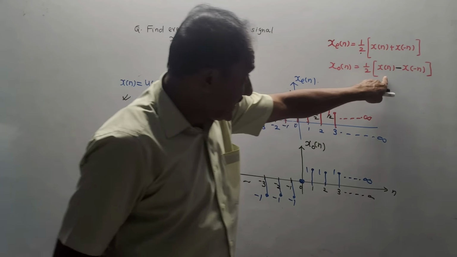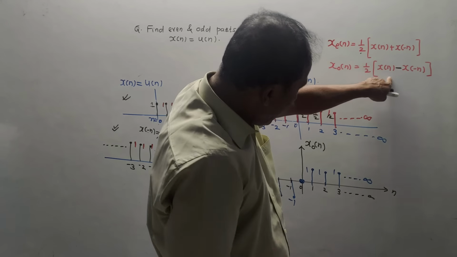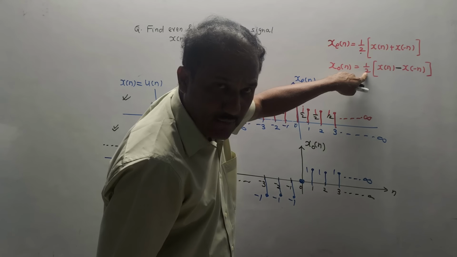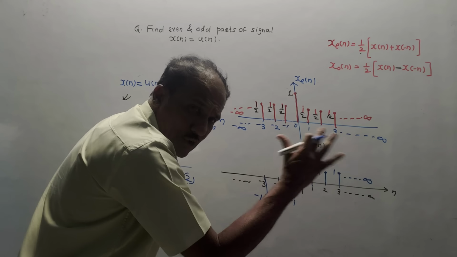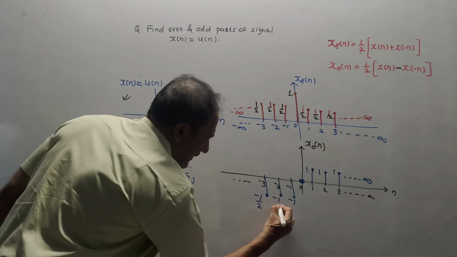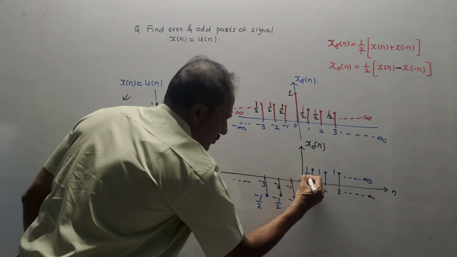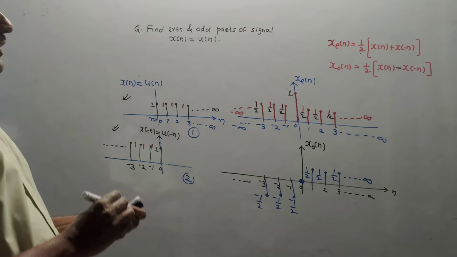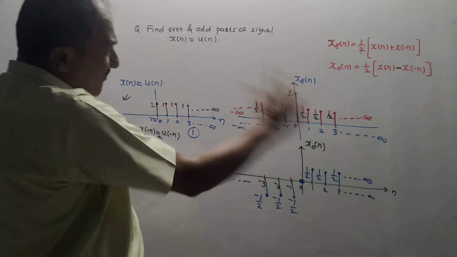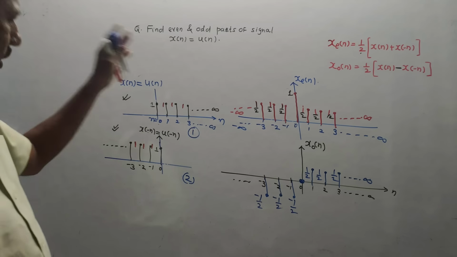Now I have just completed the term related to the square bracket. Every amplitude is multiplied with 1/2. That means every amplitude, after drawing this diagram, you need to divide it by 2. So I will write it as 1/2, 1/2, 1/2. Same way this is 0, no issues. So it is 1/2, 1/2, 1/2. This is the odd part of the signal. So this is the way how you can calculate even part and odd part of the signal.